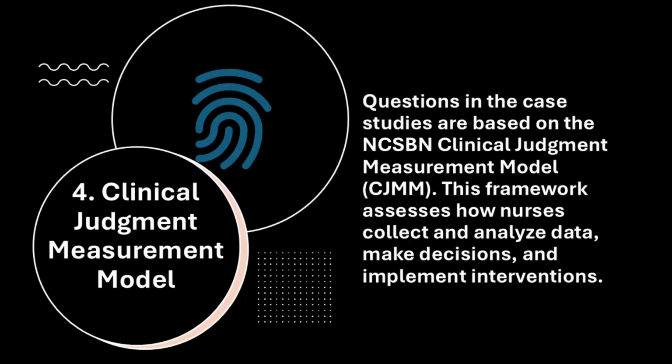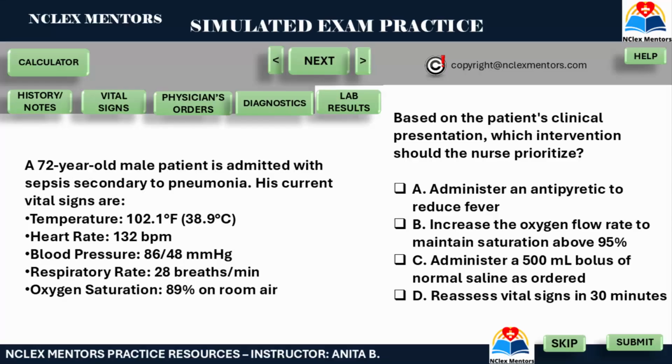4. Clinical Judgment Measurement Model. Questions of the case studies are based on the NCSBN Clinical Judgment Measurement Model, CJMM. This framework assesses how nurses collect and analyze data, make decisions, and implement interventions. For instance, a question might ask you to prioritize interventions for a patient with sepsis, following the CJMM steps of recognizing and analyzing clinical cues.